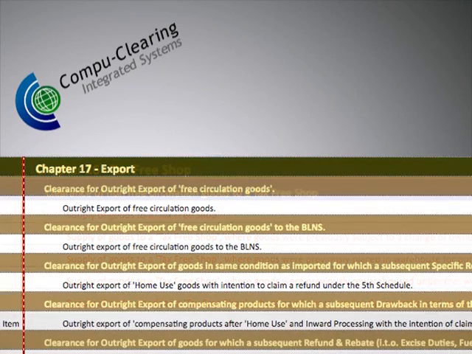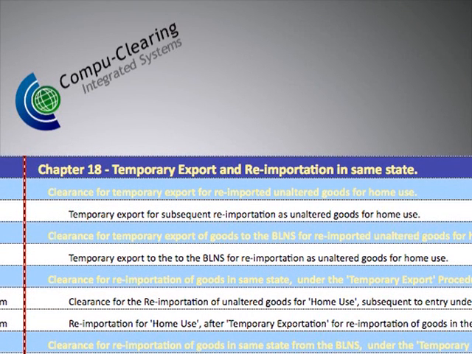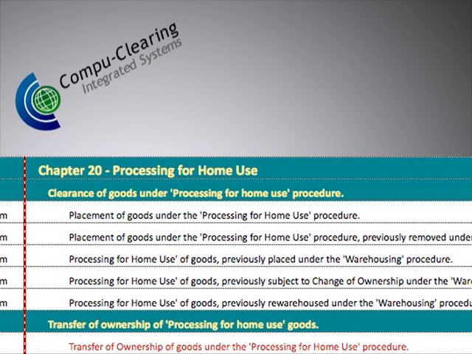Okay, chapter 17 deals with exports. That's your ELGs, EIGs, EX1s, XE entries. Chapter 18 deals with temporary exports and re-importation of goods in the same state: ZE, ELG, EX2, GR entries and IM6s. Chapter 19 deals with your inward processing, GRs, XGR entries. Chapter 20 deals with processing for home use, that's your IRs, your XIRs, your industrial rebate entries.